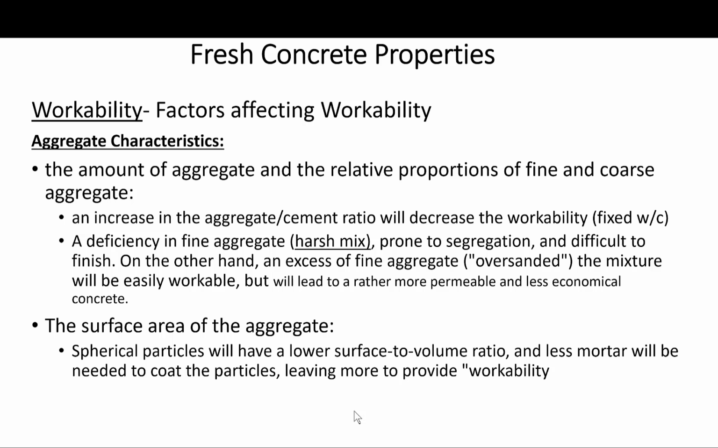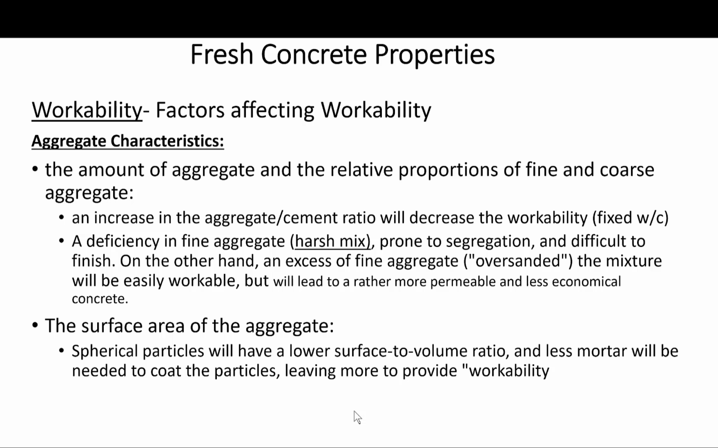Okay, so a deficiency in fine aggregate results in a mix that is harsh, meaning prone to segregation and difficult to finish. If we remember the definition, a harsh mix is one that lacks desired consistency because of a deficiency in mortar or aggregate fines. This is the harsh mix. On the other hand, an excess of fine aggregates, meaning an over-sanded mix, will lead to more permeable and less economical concrete. Although the mixture is workable, we have other issues to deal with.